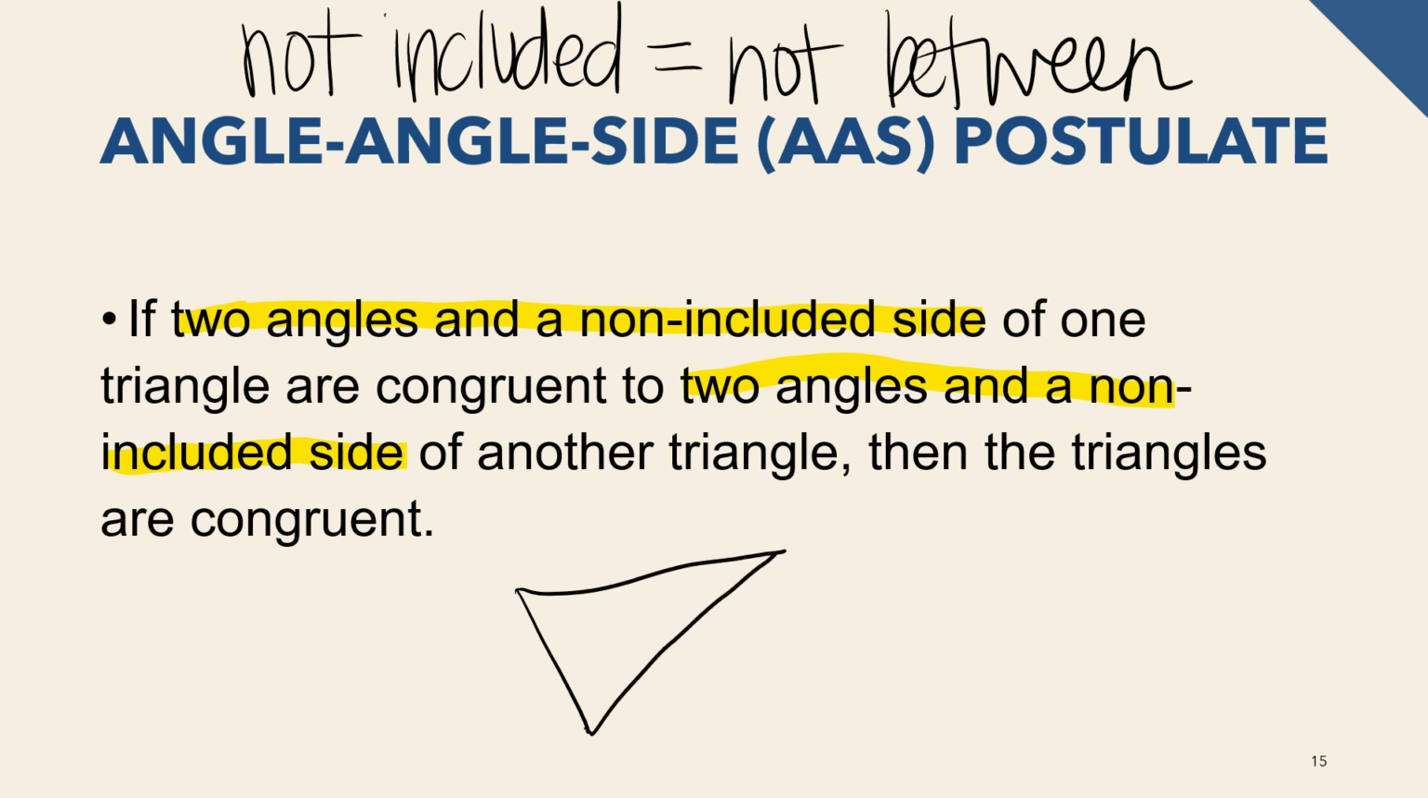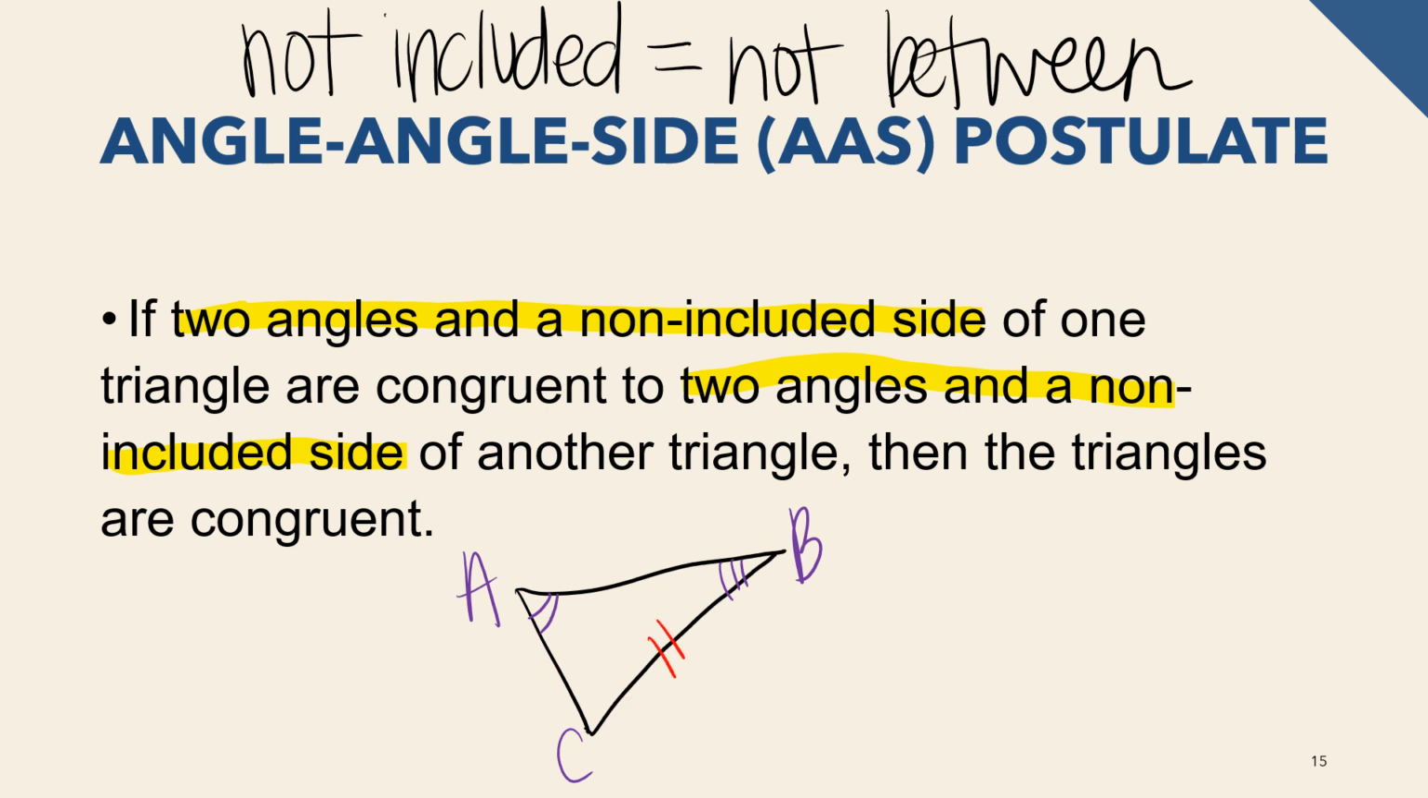Go ahead and mark two angles. It does not matter where you label them. Let's do one here, one here. 1, 2, 3. Little swoopies. All right, the non-included side. All right, let's label this A, B, C. If the included side is between, this would be the included side, right? AB. So the non-included side, it can either be AC or BC. All right, so either one of those.